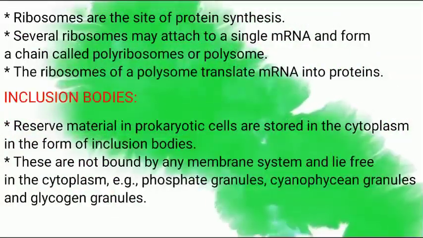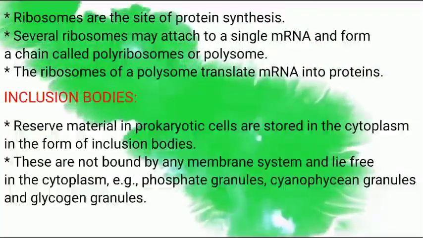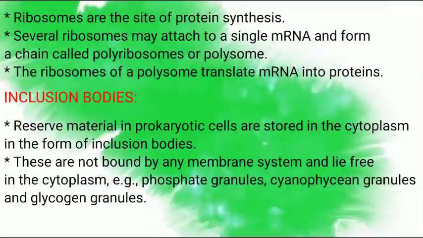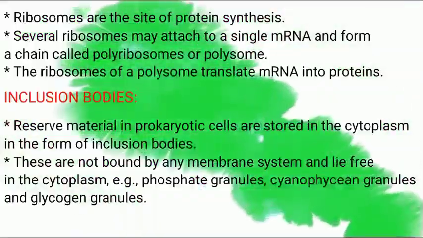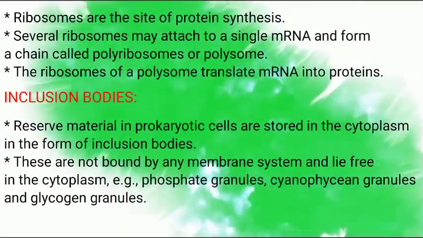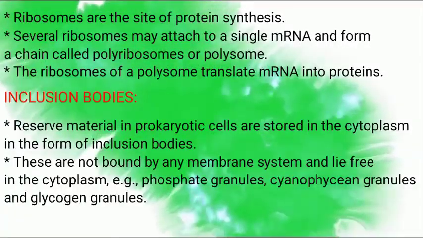Ribosomes are the sites of protein synthesis. Several ribosomes may attach to a single mRNA and form a chain called polyribosomes, polysomes or ergosomes. These polysomes help in the translation of mRNA into proteins.